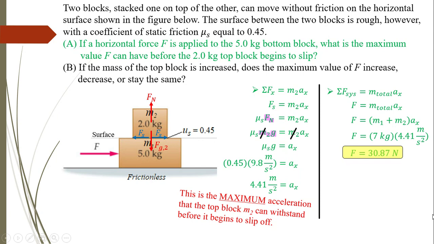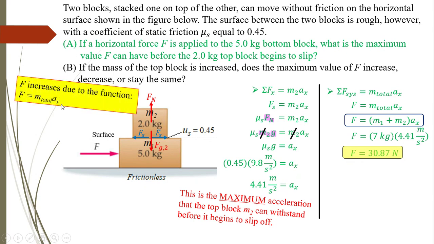As you find these values, make sure these answers make sense. Part B says, if the mass of the top block is increased, does the maximum value of F increase, decrease, or stay the same? Well, I highlight this function here: F is equal to M1 plus M2 times a_x. Based on this function, if M2 is increased, this parentheses goes up, and assuming a doesn't change, then F has to go up. So the statement here is F increases due to the function F equals M total times a_x.